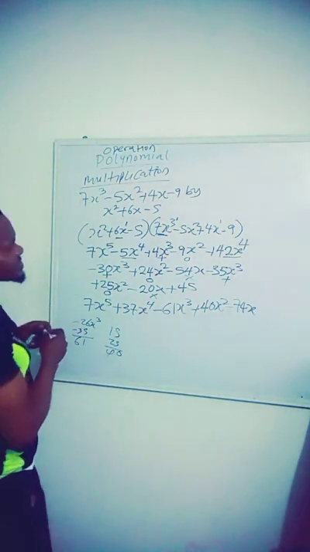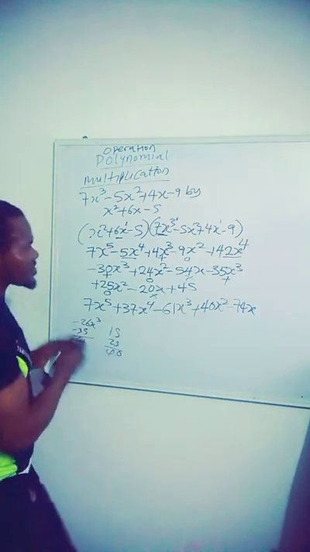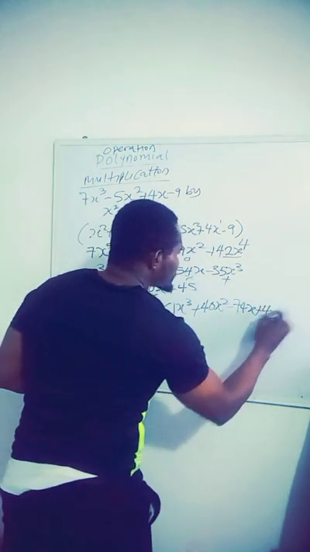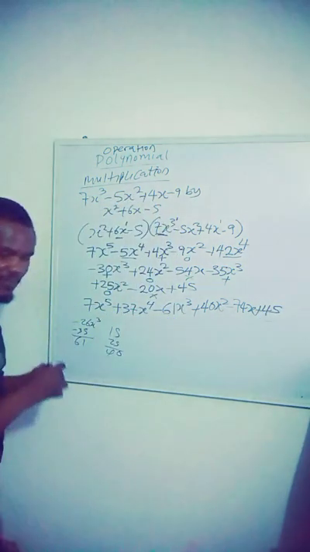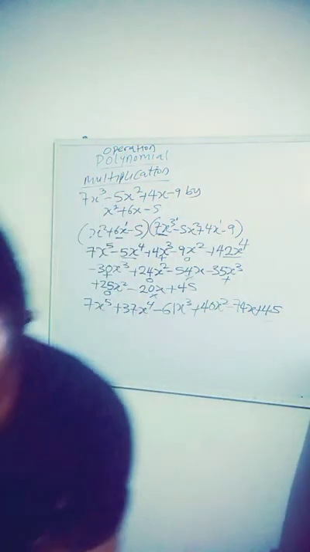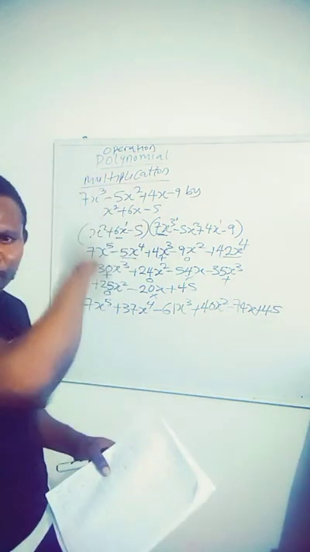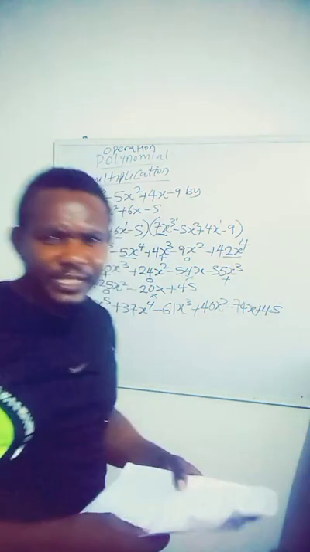The constant. Let's look at the constant we have. The only constant we have is 45. So plus 45. So this is the final answer. So that is how we roll. I hope you got it. If you don't get it, kindly look at it again. I hope you got it.